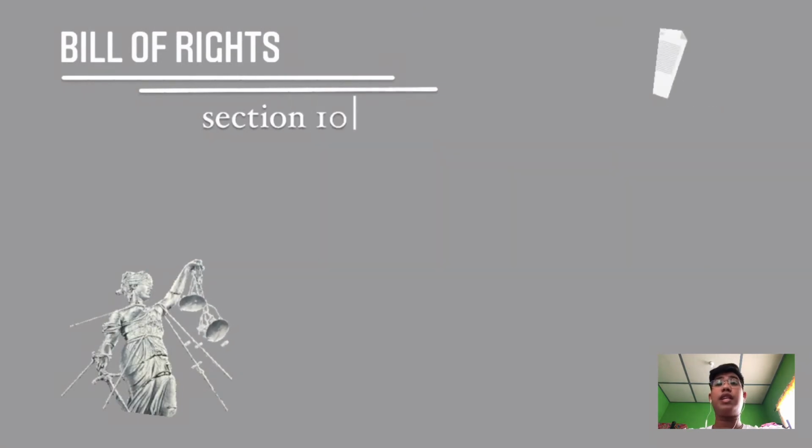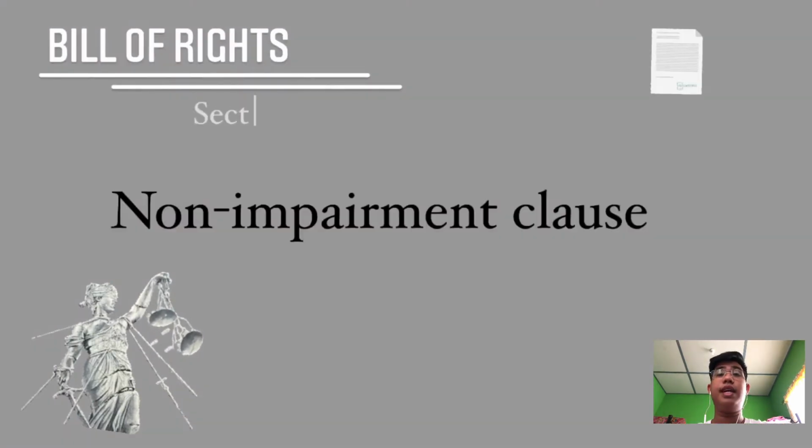Meron tayong tinatawag na non-impairment clause. This term is to safeguard the integrity of contracts against unwarranted interference by the state. As a rule, contracts should not be tampered with by subsequent laws that would change or modify the rights and obligations of the parties.